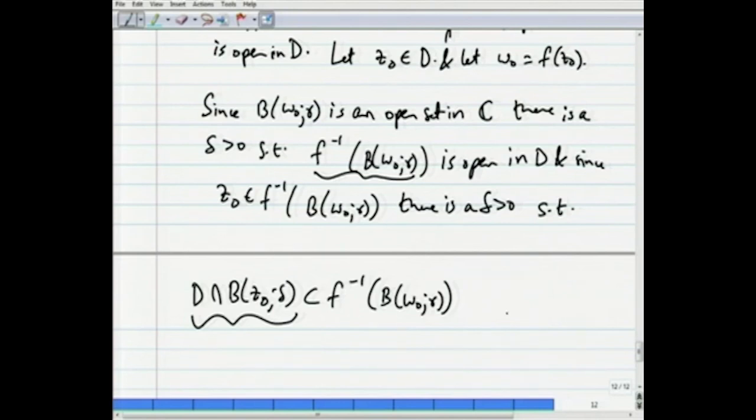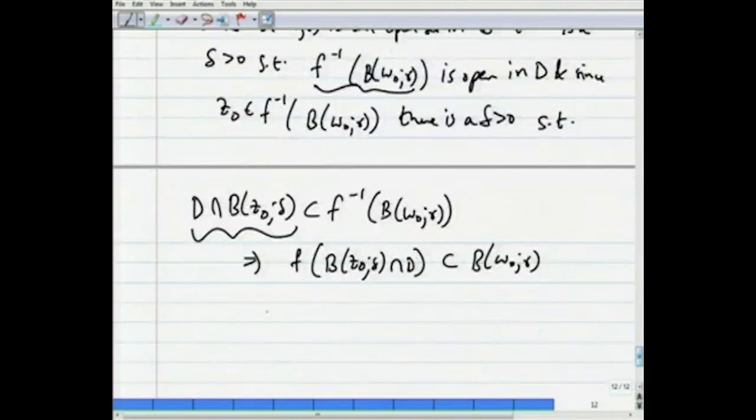What that says is that F of B(Z naught, delta) intersection D is contained in B(W naught, R), which is nothing but the definition of continuity at Z naught. So, this implies F is continuous at Z naught. And that proves this theorem.